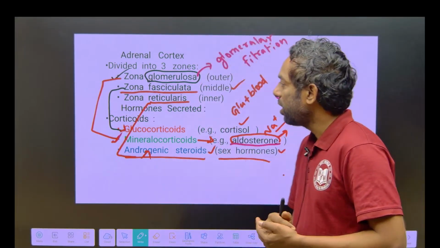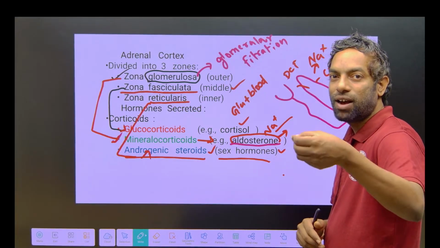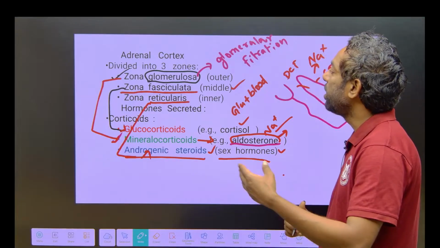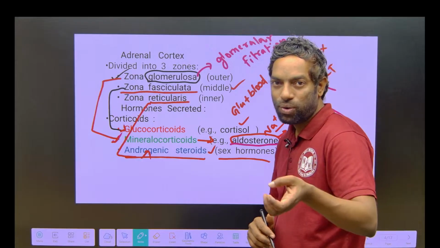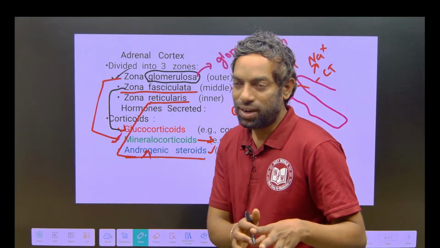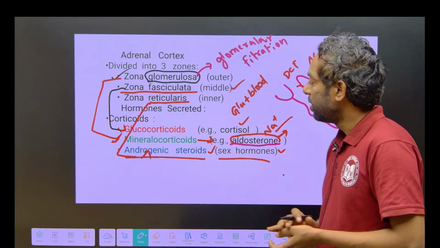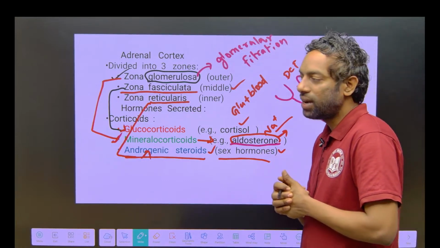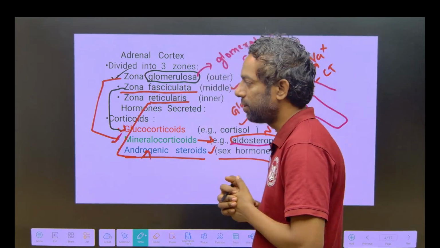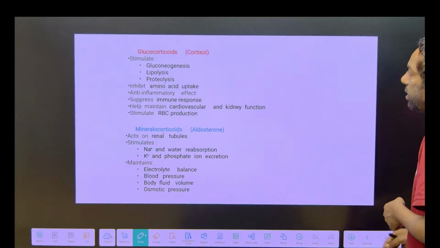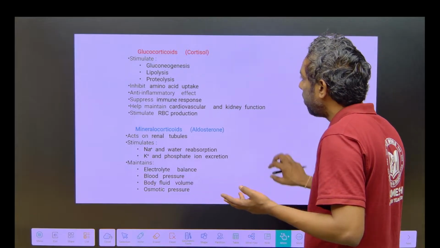I hope you understand. Zona fasciculata, the middle layer of the adrenal cortex, releases glucocorticoids; gluco means glucose levels, which they regulate in the blood. Zona reticularis produces androgen steroids, the sex hormones, which regulate FSH and LH-like hormones. I hope you guys understand it. Coming to the next, we are going to discuss what each layer releases.